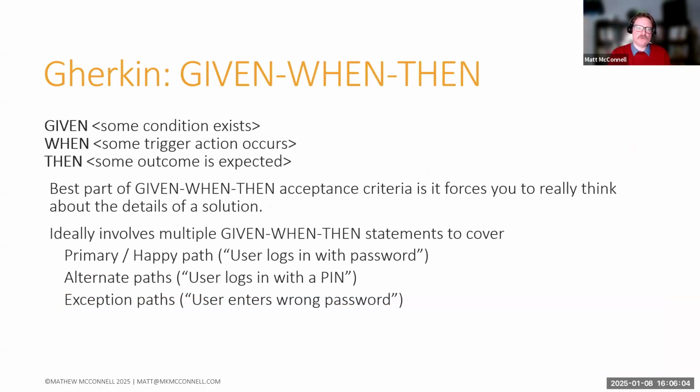But we're going to spend most of the remaining 40 to 50 minutes doing some exercises, collaborating, and actually trying to write some of this template of acceptance criteria using given, when, then. The format is: given some condition exists, when some trigger event happens to change that status quo, then some outcome is expected.